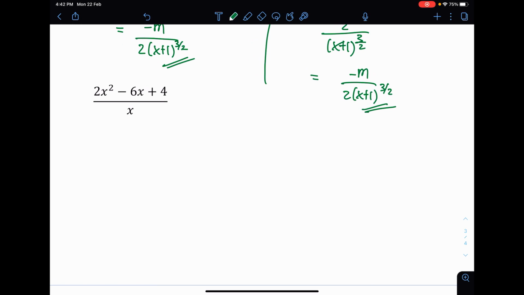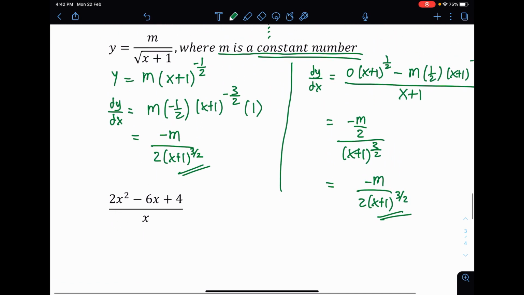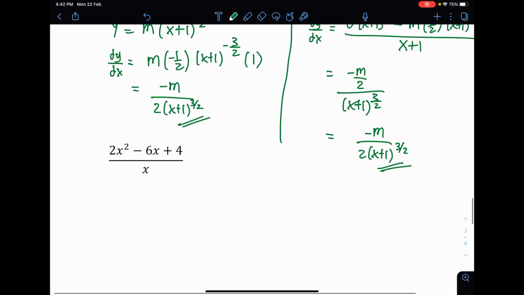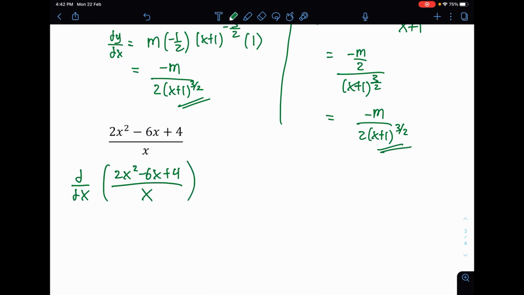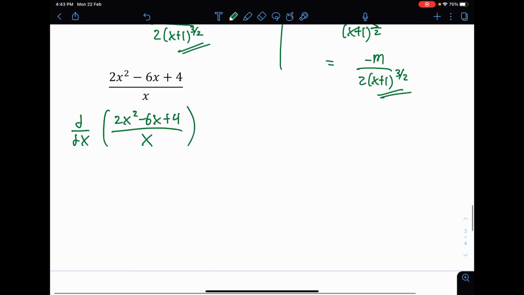Finally, I need to differentiate this. But notice that there is no y over here. When you need to differentiate, you need to do a presentation correctly. So before you start differentiating, you write this down: bracket of 2x squared minus 6x plus 4 over x in the bracket of d over dx. This is the meaning of differentiation, like telling them, hey, I'm going to differentiate this algebra.